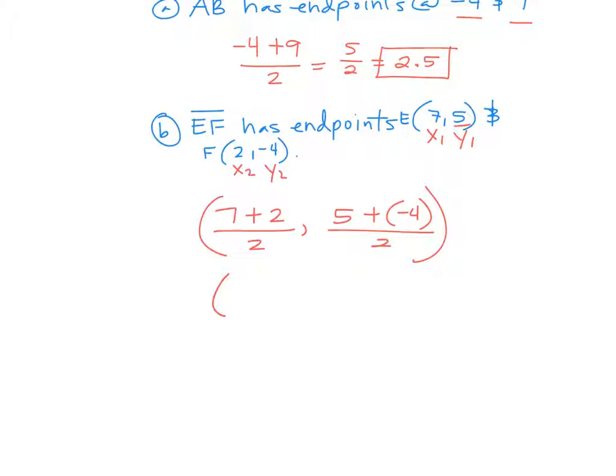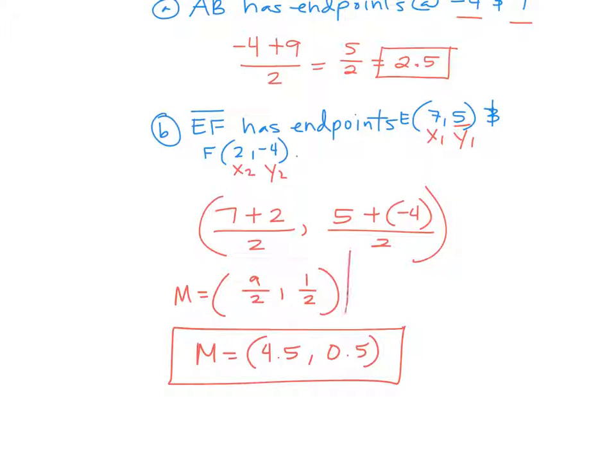Simplify that, 9/2 and 1/2. So (9/2, 1/2) could be your midpoint. Or if you want to simplify that further, you could call this (4.5, 0.5). Either one of those is a perfectly acceptable answer, okay? However you prefer to see it, fractions or decimals. Questions on that?